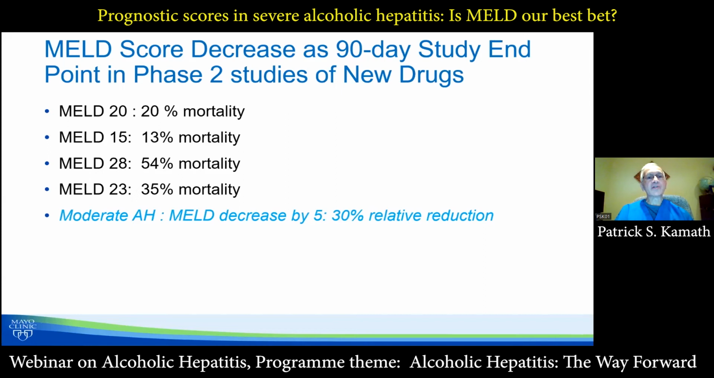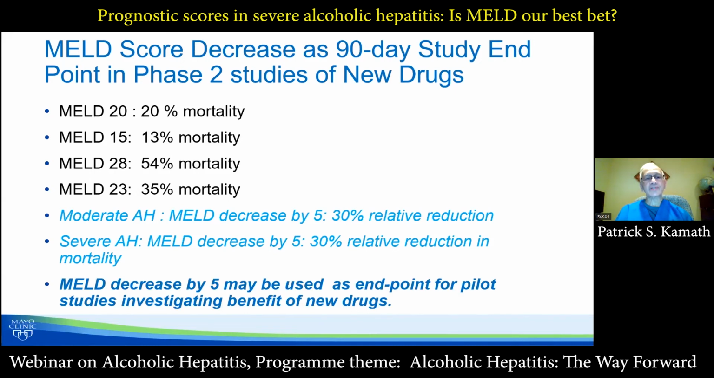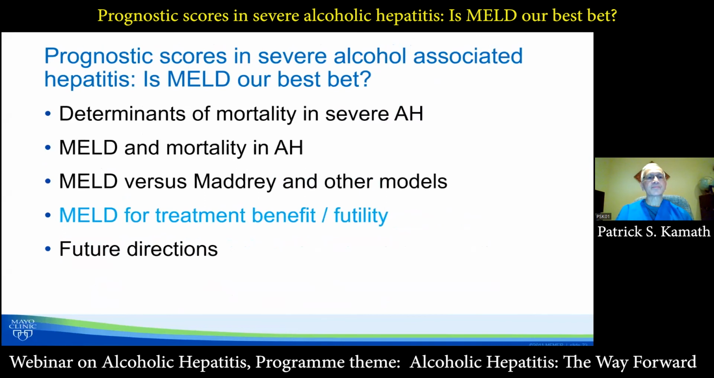So let's take moderate AH. So score is 20. A decrease by 5 is a 7% decrease in absolute mortality or a 30% decrease in relative mortality. Similarly, severe AH, a decrease by 5. So here is a 19% decrease in absolute mortality or a 30% decrease in relative mortality. So that is why the current recommendation is a MELD decrease by 5 may be used as an endpoint for pilot studies investigating benefit of new drugs.